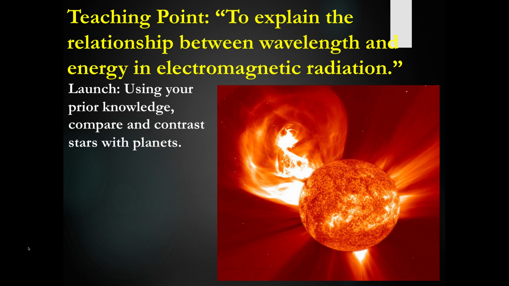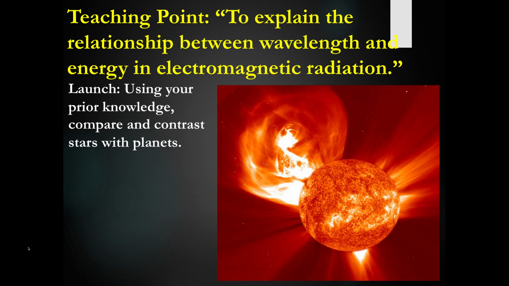Alright, class. So this begins the new unit, Unit 3, on processes in Earth's energy. So teaching point, please copy this down into your notebook: to explain the relationship between wavelength and energy in electromagnetic radiation. For this lesson, you're going to be needing your reference table as well, and a word that should pop out at you would be electromagnetic radiation, which can be found on page 14 of your ESRT.